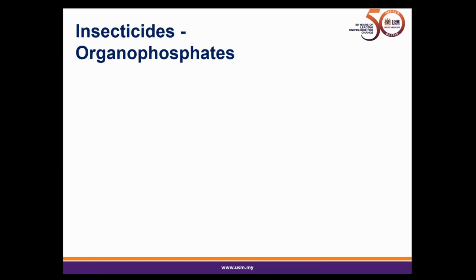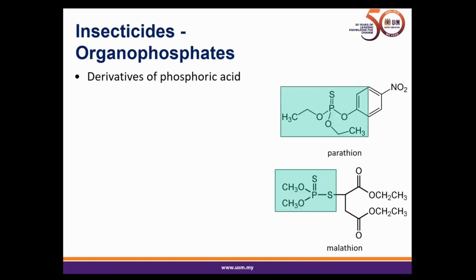Another type of insecticide is organophosphates. Structurally, all organophosphate molecules can be considered as derivatives of phosphoric acid. They consist of a central pentavalent phosphorus atom to which oxygen or sulfur groups are connected. They have two methoxy or ethoxy groups that are bonded to the phosphorus atom, and longer, more complicated alkyl groups bonded to this oxygen.